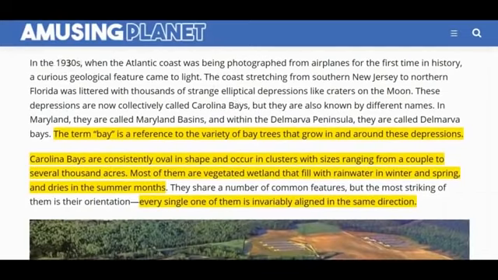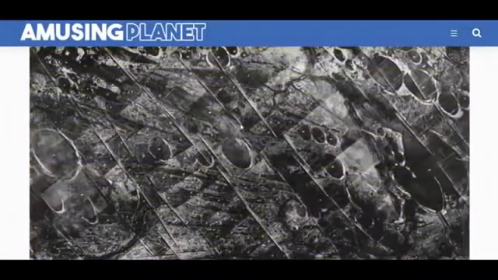It all starts in the 1930s. During the 1930s, the first aerial photographs were being taken, and while they were photographing the East Coast, they noticed all of these elliptical depressions, all the way from southern New Jersey down to northern Florida. But the greatest concentration of these were in North and South Carolina and Georgia. And these are what is referred to as the Carolina Bays.